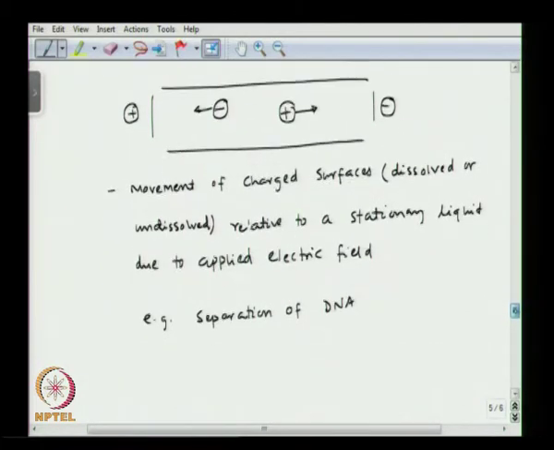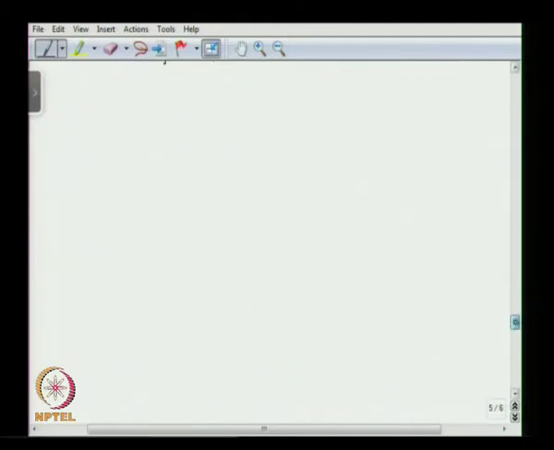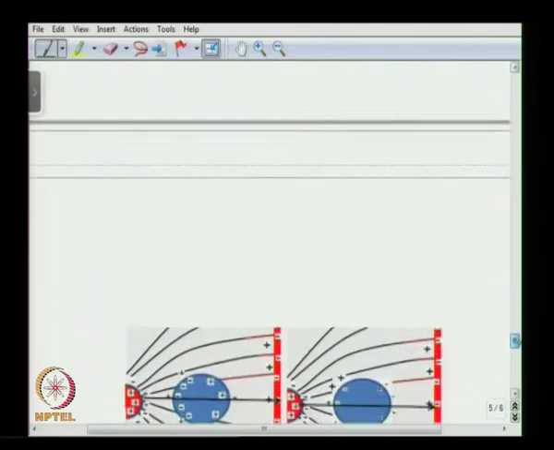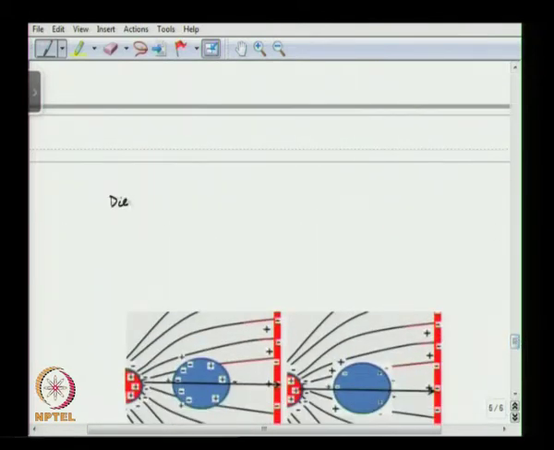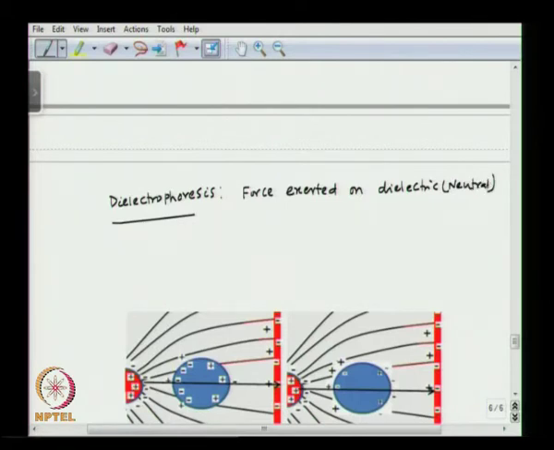Now let us talk about what is dielectrophoresis. Dielectrophoresis is the force exerted on dielectric or neutral particles subjected to a non-uniform electric field, okay.